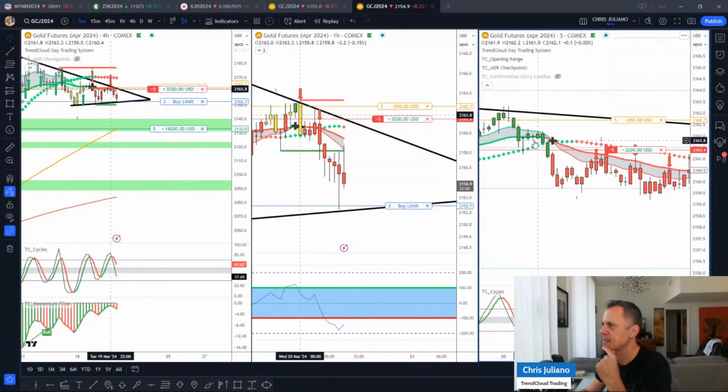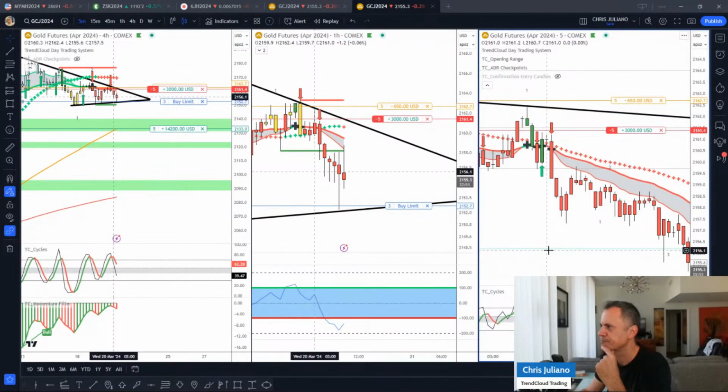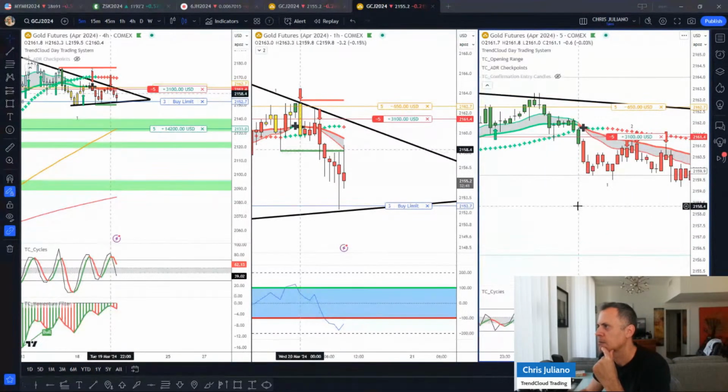Little consolidation area on the 5-minute, right? Rally-based drop came really close to that original entry point there. Okay.